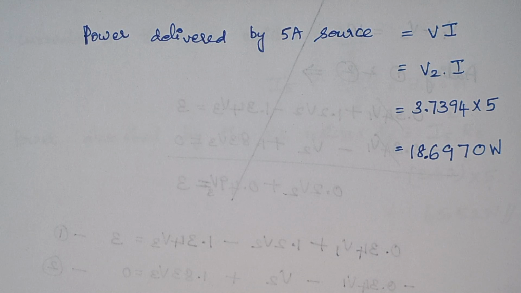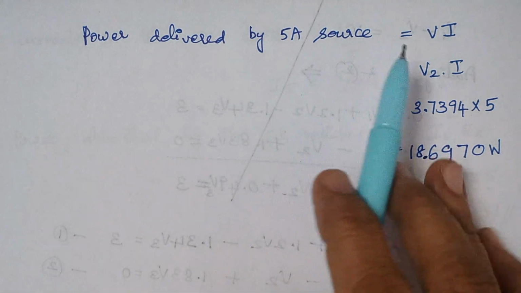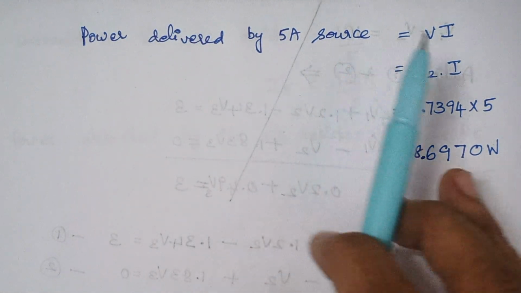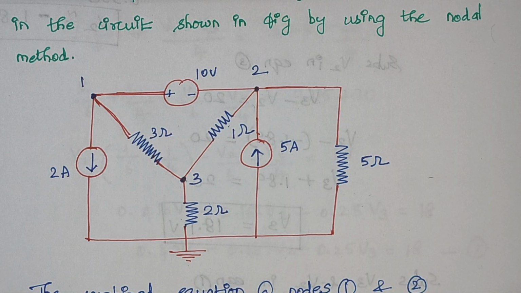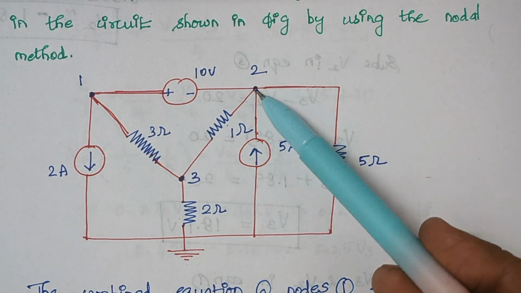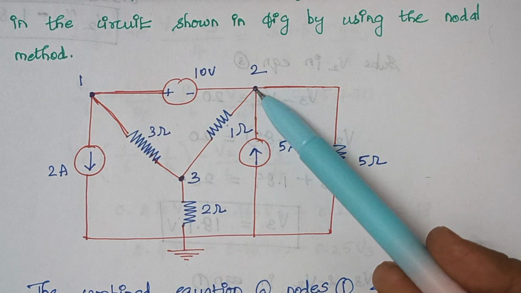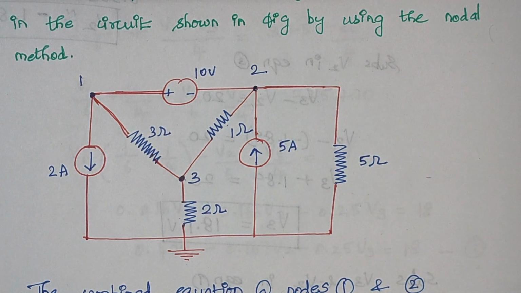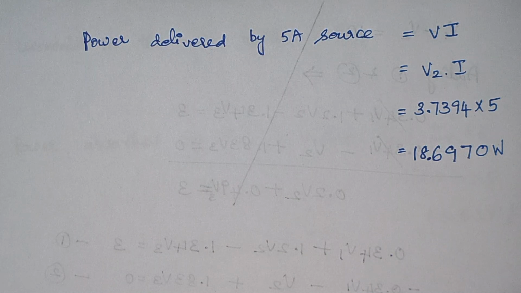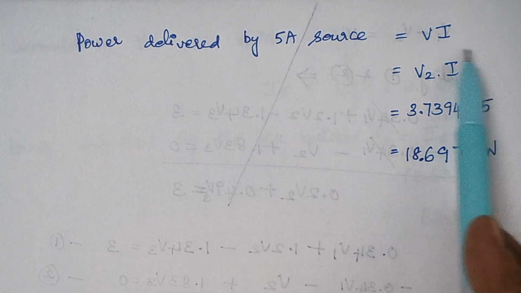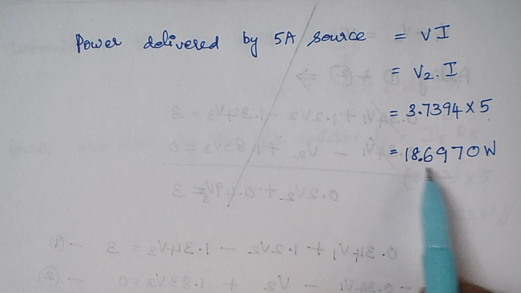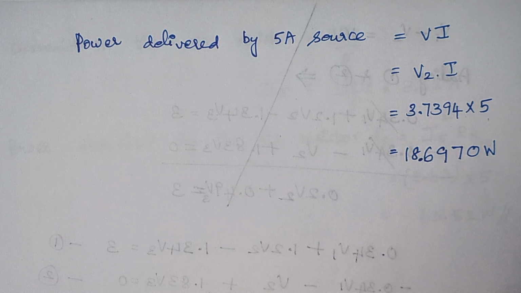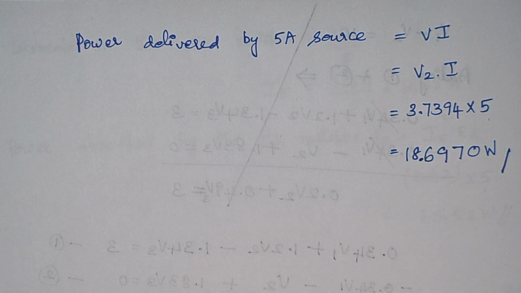So here we are asked to calculate power delivered by the 5 amp source. So here the power delivered, we are choosing V into I, and here in this case when you look back at the problem, this 5 amps is connected with node number 2. So what is the value of V2? V2 is given by 3.7394 volt. So here the value of V2 is 3.7394, and what about the current? The current is 5 amps. So when you multiply, finally we end up with 18.6970 watts. So this is the power delivered by the 5 amp source.